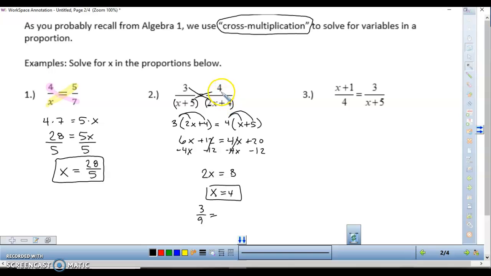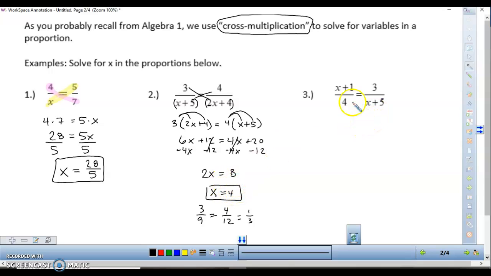And if I plug in 4 here, I get 4 divided by, what is this? 8 plus 4 is 12. I get 4/12. And you'll notice that 3/9 does equal 4/12 because they're both equal to 1/3. So just like any equation, you can check your work and make sure it worked by plugging in whatever you found for your variable.